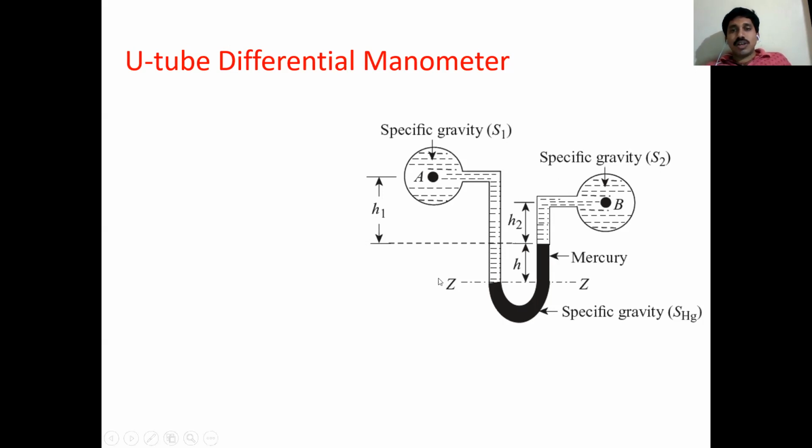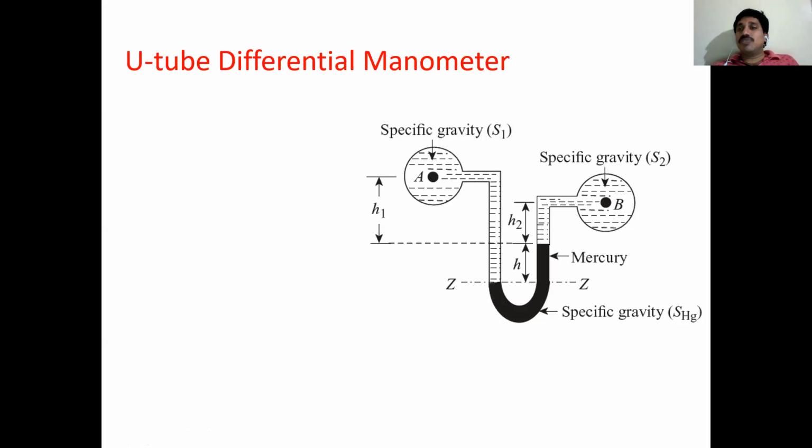H1 is the head value from point A to the mercury level on the right limb. H2 is the head value from point B to the mercury level on the right limb. H is the difference between the two mercury levels on the right and left limbs of the manometer, a difference of mercury level in the manometer.